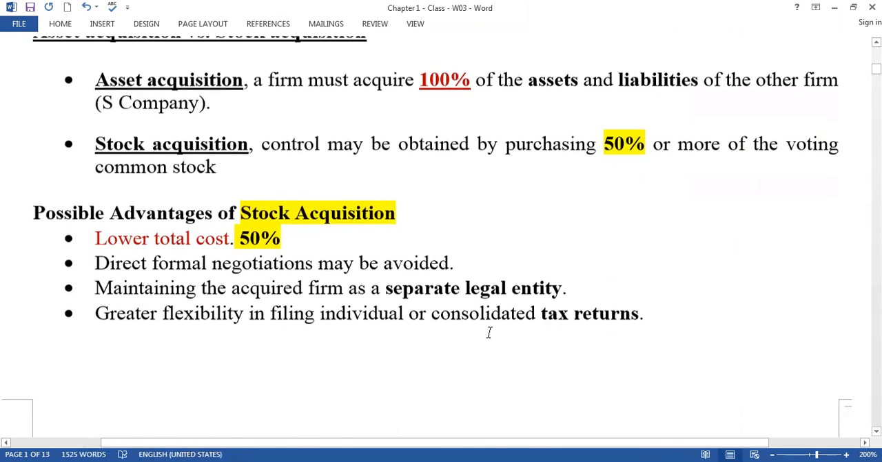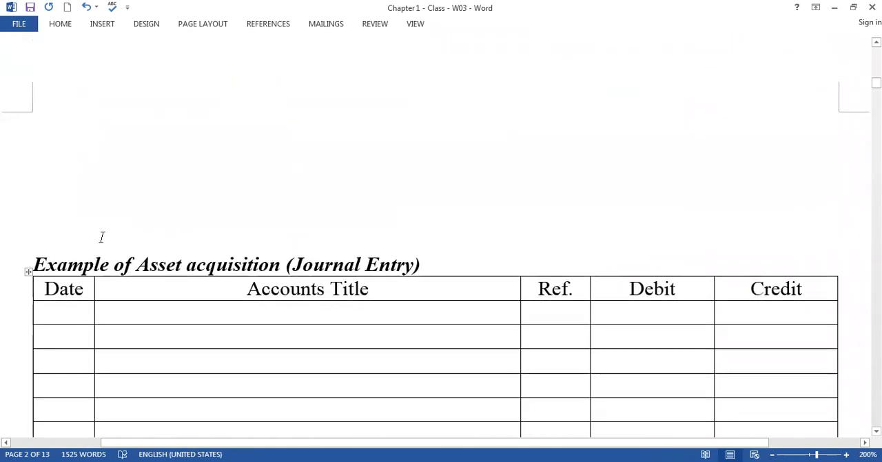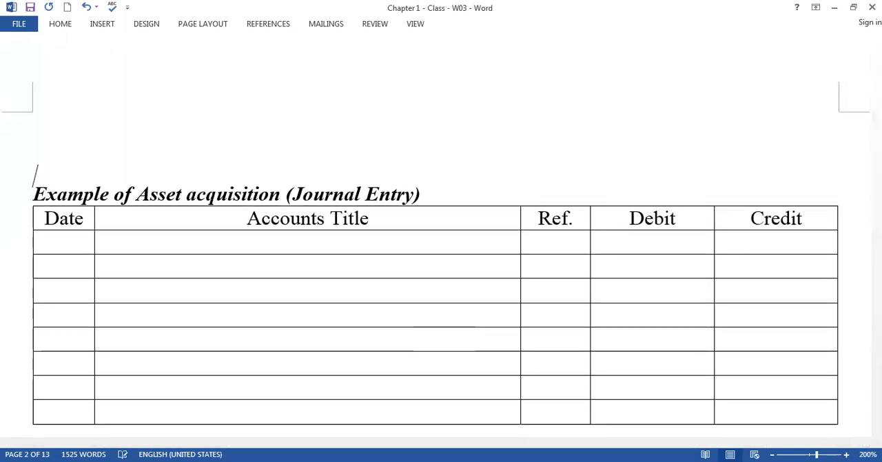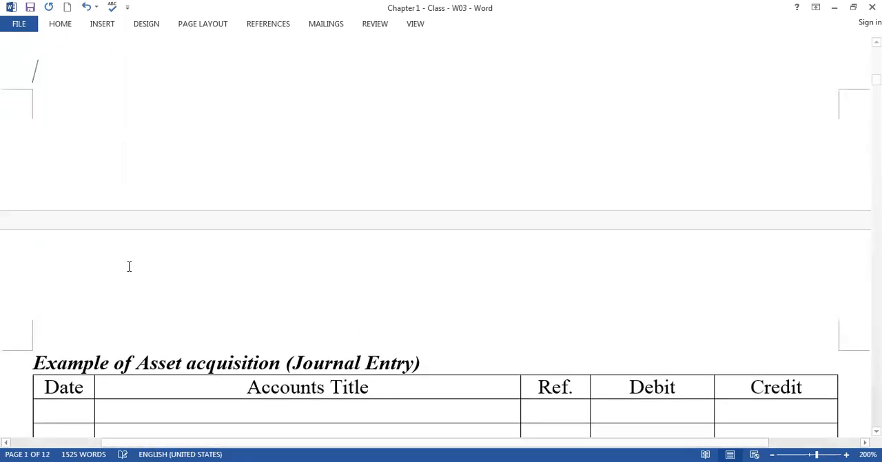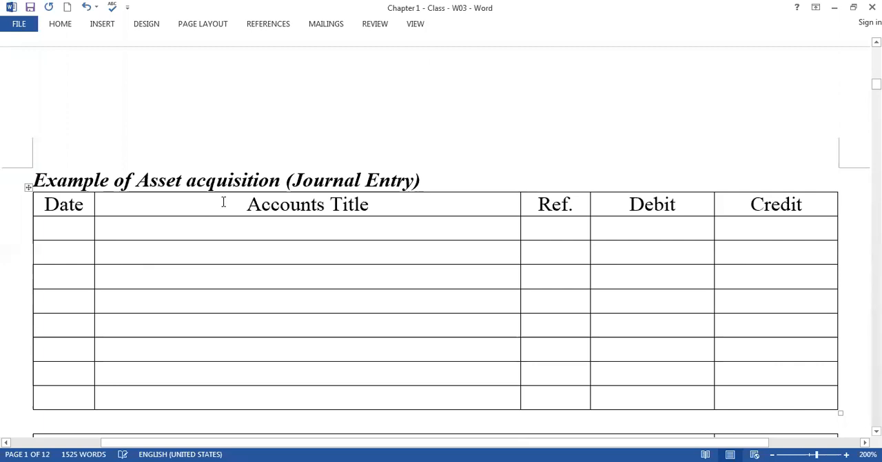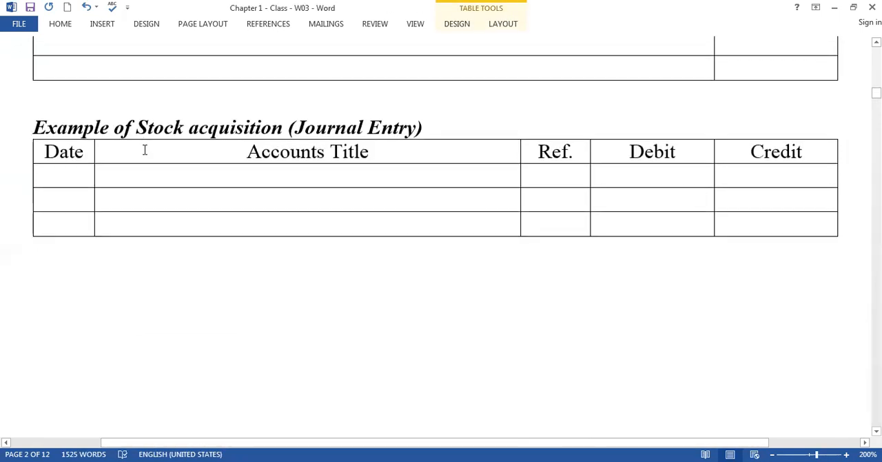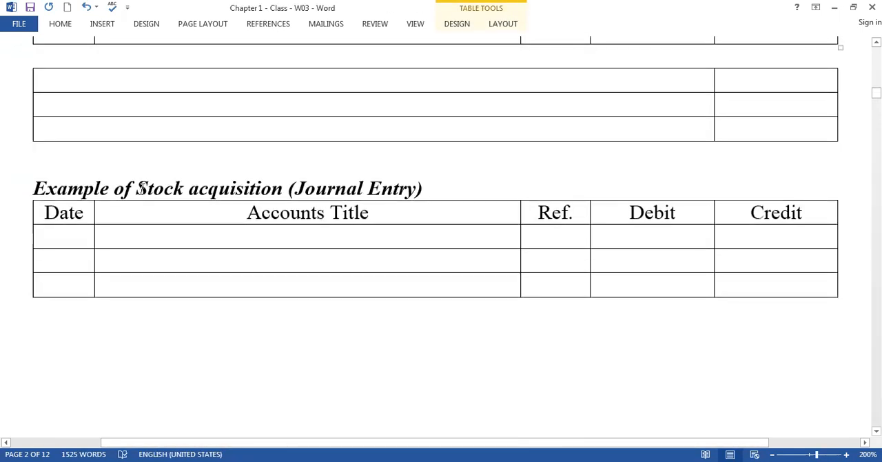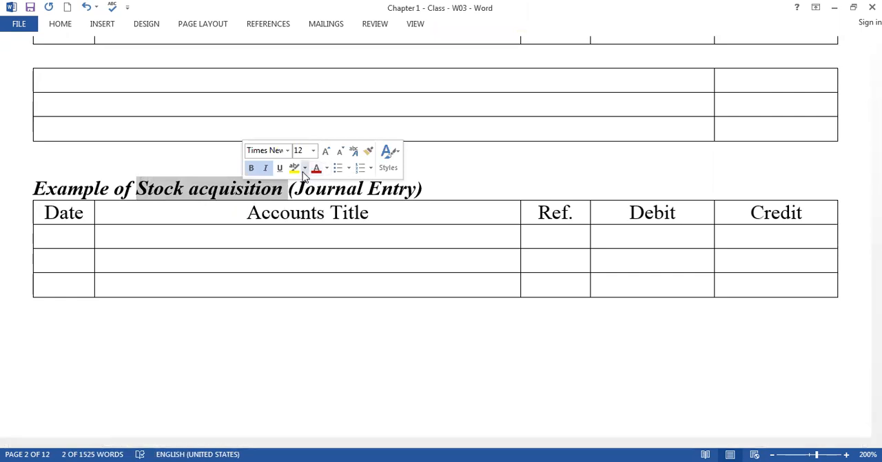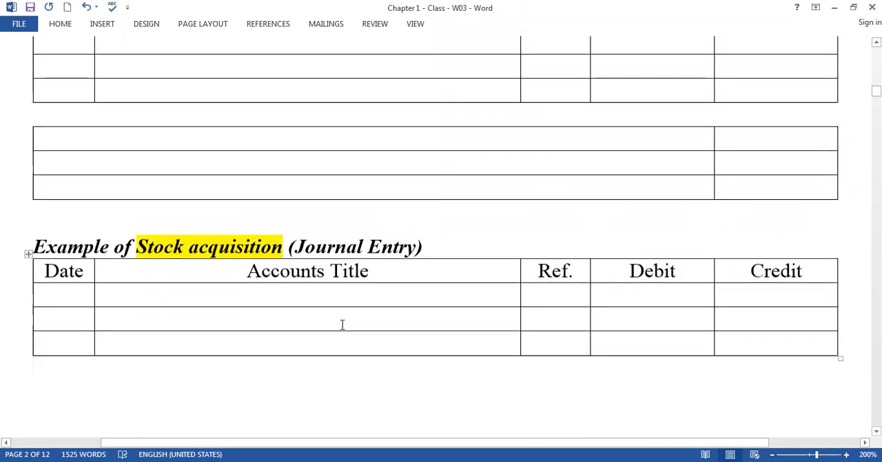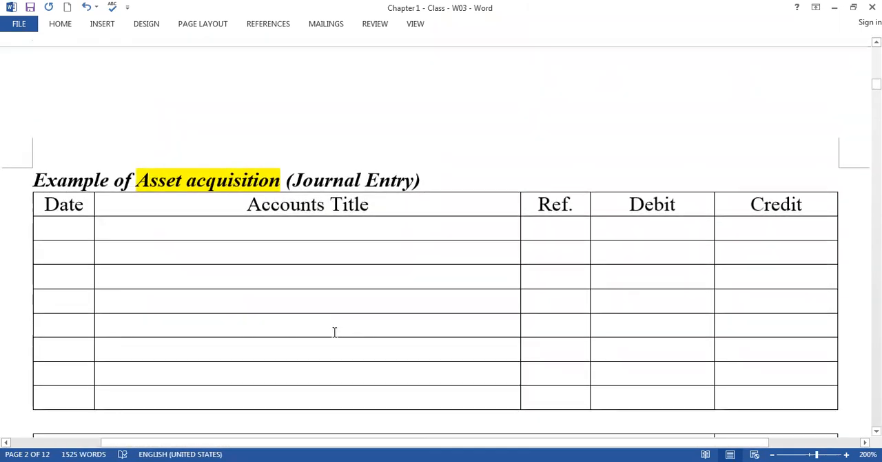Now we can see more examples regarding the difference between asset acquisition and stock acquisition. When we go for asset acquisition, what is the journal entry actually? And if we go for the stock acquisition, what is the journal entry? We can see that their journal entries are also quite different. So we are going to see how to handle the journal entry based on these two methods.